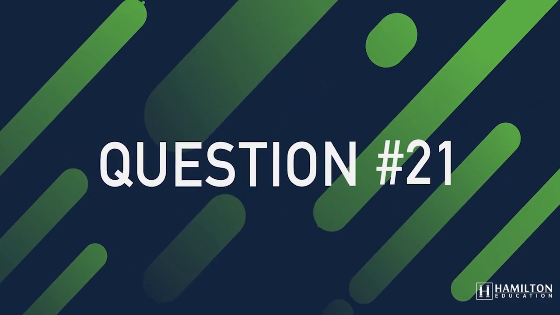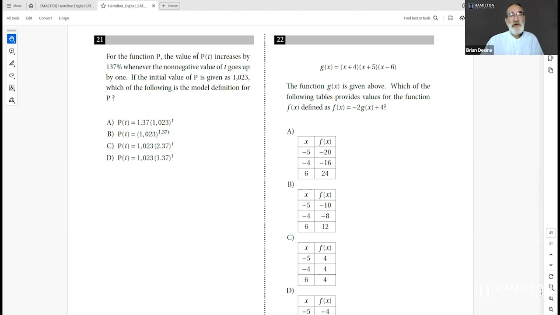Question 21. For the function p, the value of p of t increases by 137% whenever the non-negative value of t goes up by 1. Now, that is a $100 way of saying a 50-cent phrase, that this is an exponential function. Everything below indicates that in all the answers. But when we have an increase of 137%, remember we're changing the 137% to a decimal. So that's going to be 1.37.